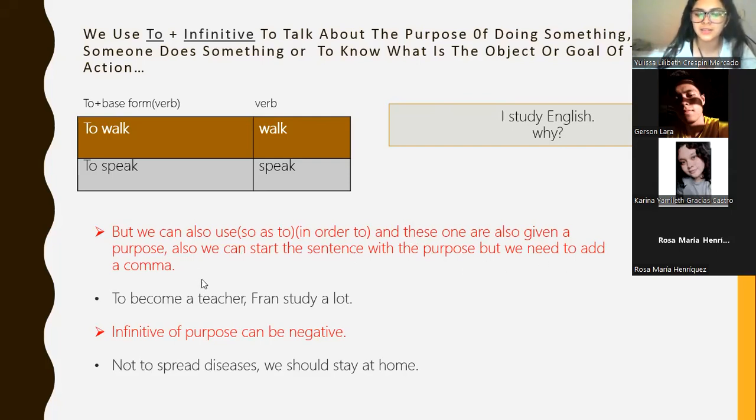Also, we can start the sentence with the purpose, and then we need to add a comma. For example, in this case, to become a teacher, Fran studies a lot. And also, infinitive of purpose can be negative. For example, not to spread diseases, we should stay at home.